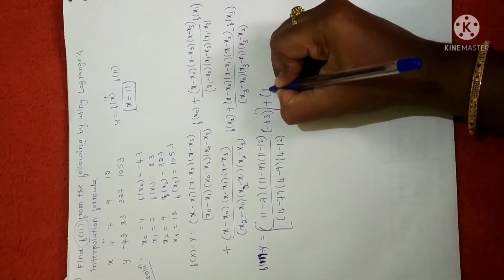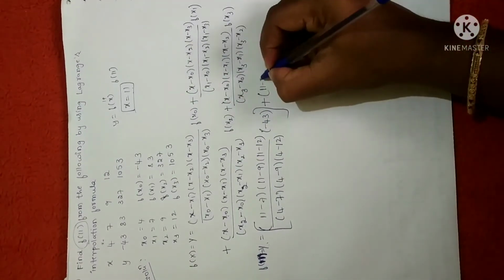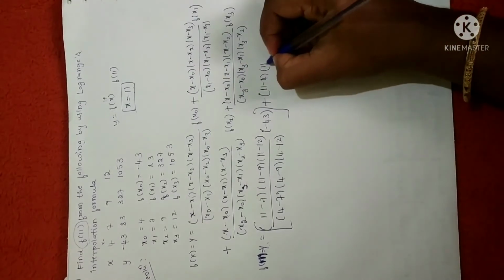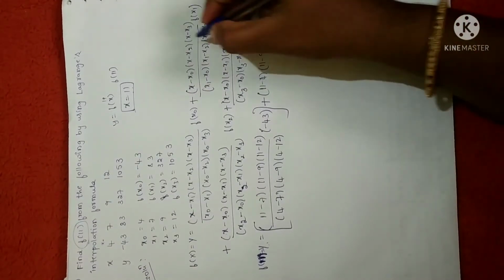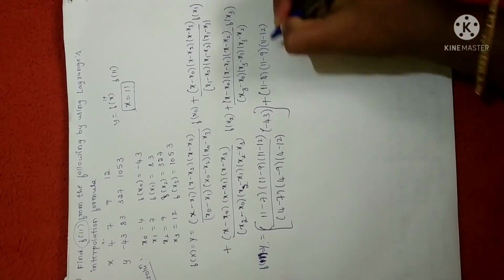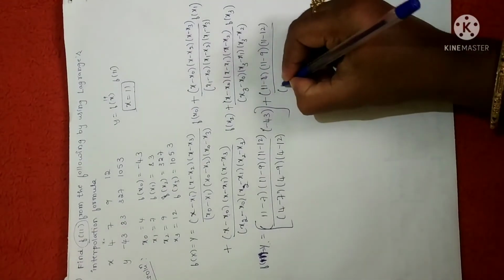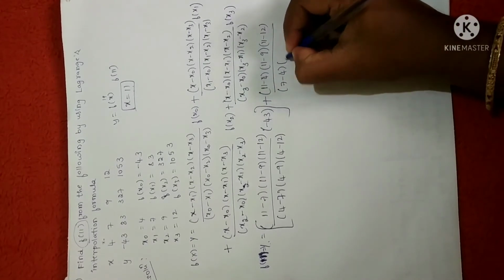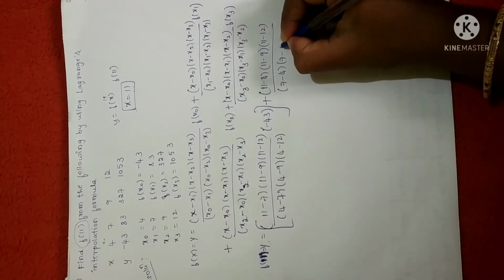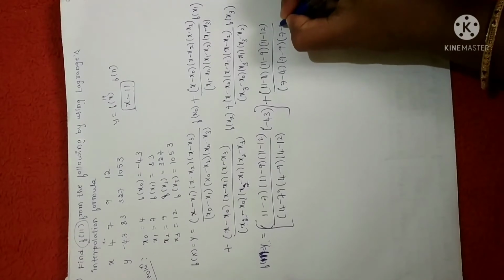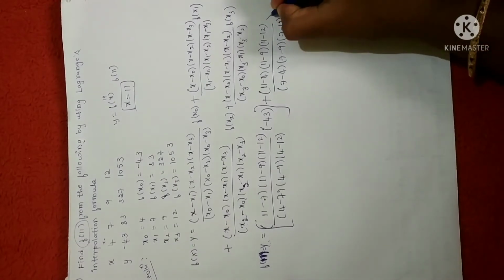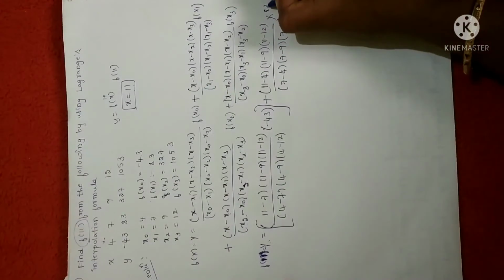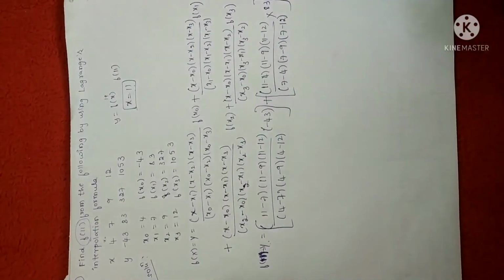Similarly, let me substitute the second term. x is 11 minus x naught is 4. Next, x is 11 minus x2 is 9. Next, x is 11 minus x3 is 12, divided by x1. x1 is 7 minus x naught is 4. x1 is 7 minus x2 is 9. x1 is 7 minus x3 is 12 into f of x1 is 83. So this is the second term, right?